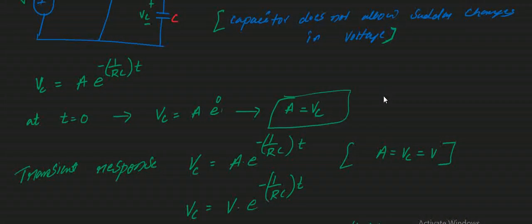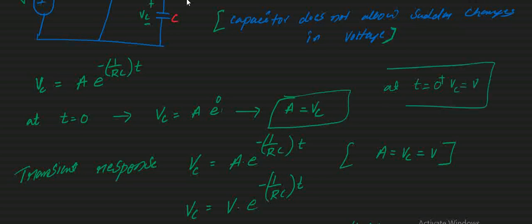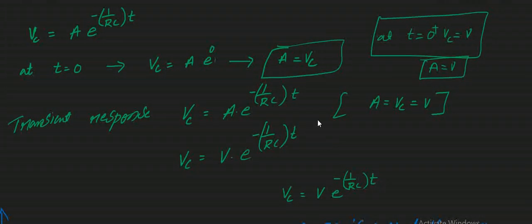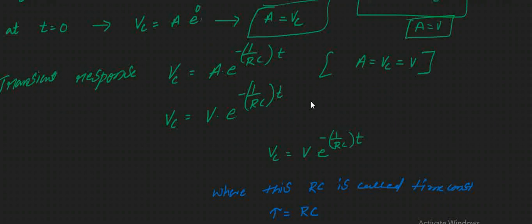At t equal to 0 plus, just after connecting, Vc is equal to V. So we can write A is nothing but your source voltage. So from this, the transient response is Vc is equal to A into e power minus 1 by Rc into T. In the place of A, we have to write V, your source voltage. So Vc is equal to V into e power minus 1 by Rc into T.